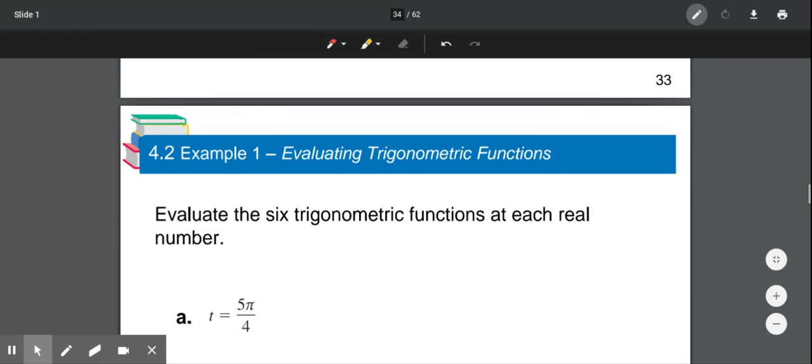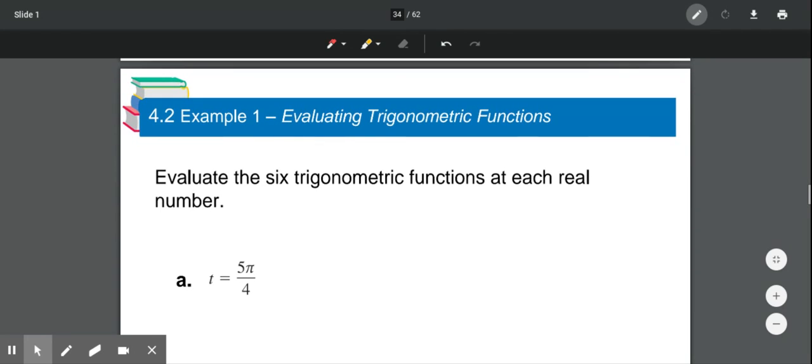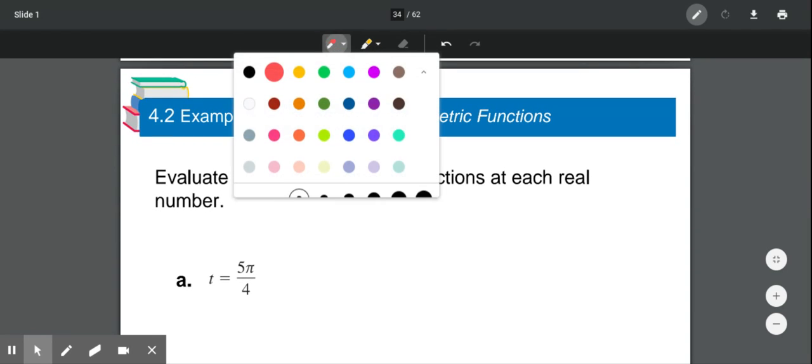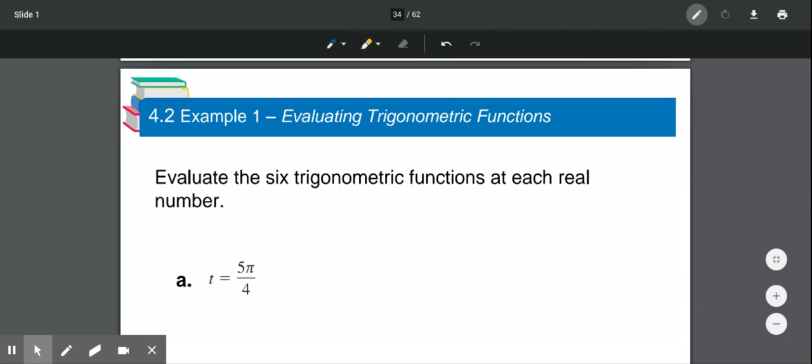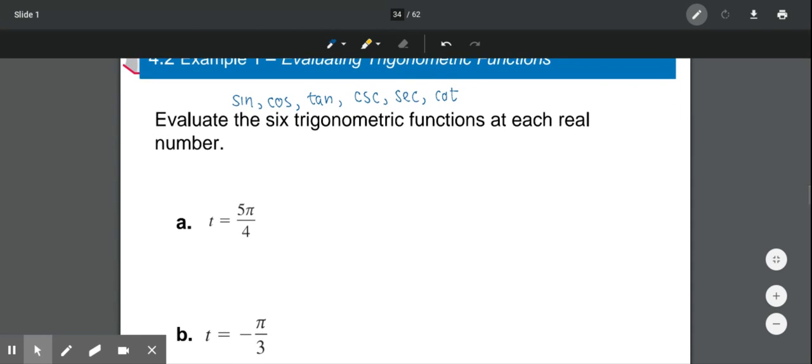All right, so evaluating the 6 trig functions. Remember, your 6 trig functions are your sine, your cosine, your tangent, your cosecant, your secant, and your cotangent. Those are the 6 trig functions that they want you to find. Okay, and we have t as 5 pi over 4.